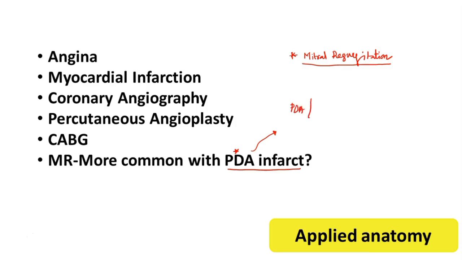What are the other two arteries which I told you? Left anterior descending artery and left circumflex artery. The most common artery to undergo infarction, that is the blockage, is the left anterior descending artery. And most cases of heart attack are because of blockage in the left anterior descending artery.